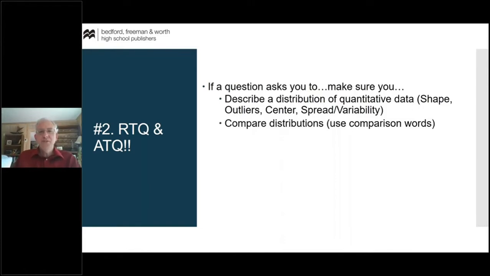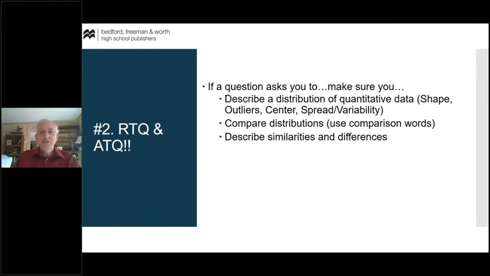If a question asks you to compare distributions, if it's of quantitative data, you want to be sure that you explicitly compare the centers of those distributions, which one's bigger or smaller, or are they about equal, and explicitly compare the spread or variability of those distributions. Again, which one's got more or less, or about the same spread or variability.